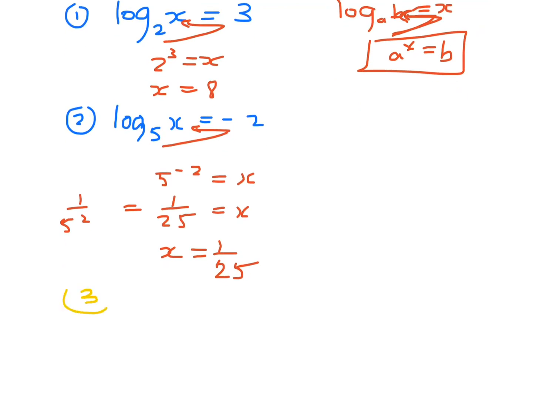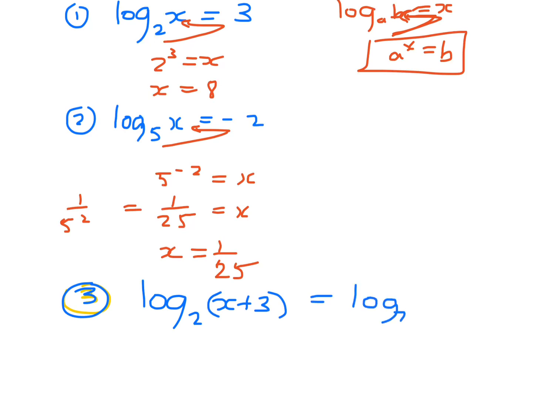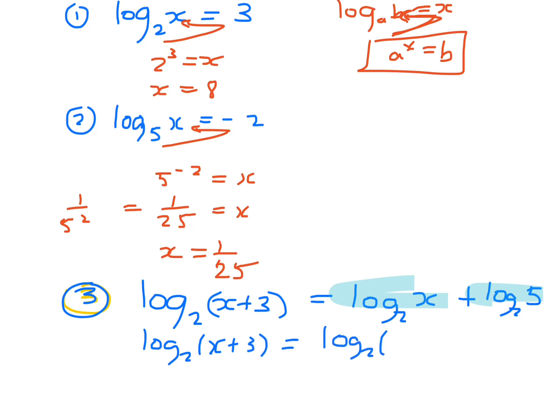Now, whoops, wrong colour. Alright, so let's say I have log base 2 of x plus 3 equal to log base 2 of x plus log base 2 of 5. If you use all your basic log rules, you can get these together because they're adding. So that's log base 2 of x plus 3 equals log base 2 of x times 5, so log base 2 of 5x.